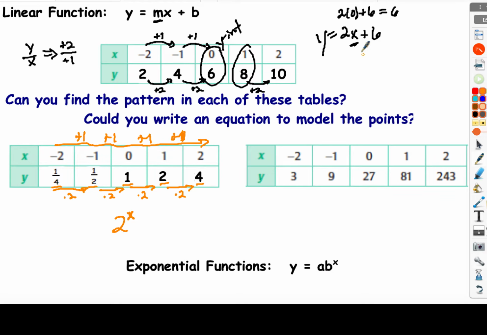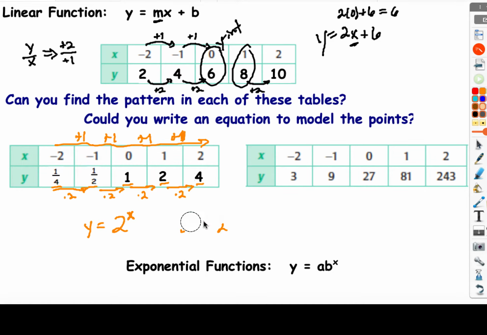Our variable is no longer just multiplied by the slope. We now have some number, we call it a base, that's raised to the x. Whatever x would be is going to cause these y values to happen. So x being 0, 2 to the 0 power would have been 1. 2 to the first power would have been 2. And 2 to the second power would have been 4. And you'll notice even the negatives work, because remember that 2 to the -1 is actually 1/2. So when I plugged in x as -1, we get back that half.